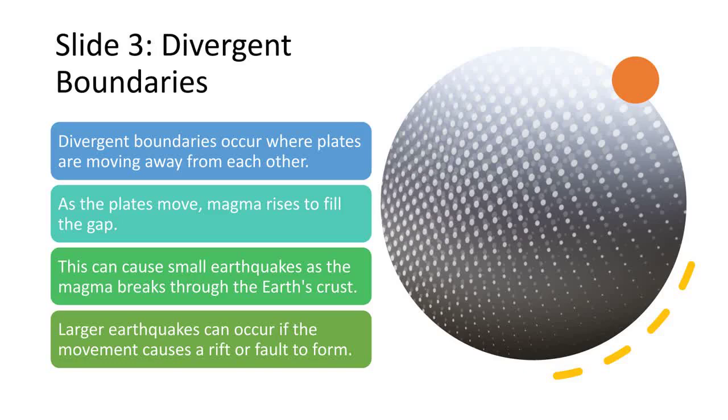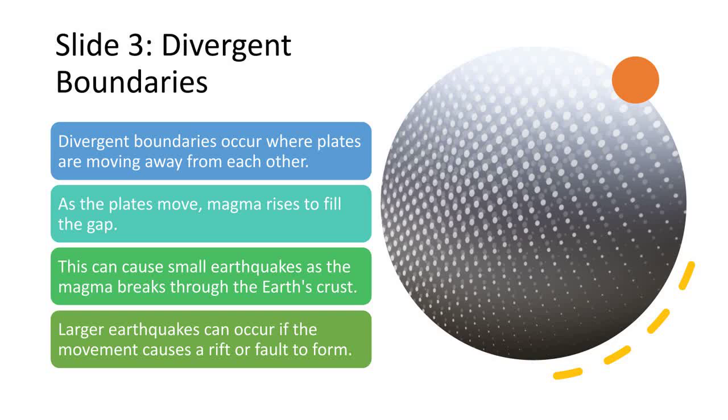In this slide, we will focus on divergent boundaries and how they relate to earthquakes. Divergent boundaries occur where two tectonic plates move away from each other, creating a gap between them. As the plates separate, magma rises from the mantle to fill the gap, eventually cooling and solidifying to create new crust. This process is known as seafloor spreading and occurs mainly at mid-ocean ridges.